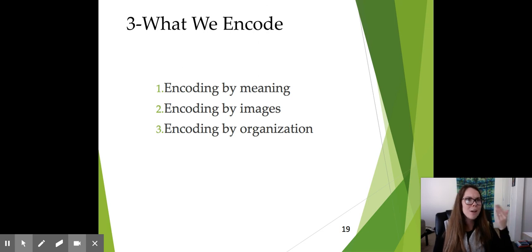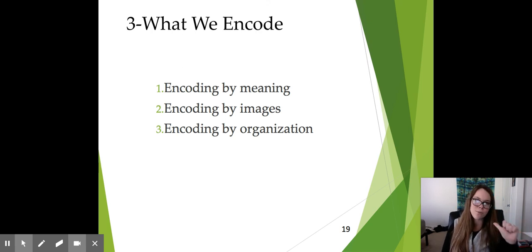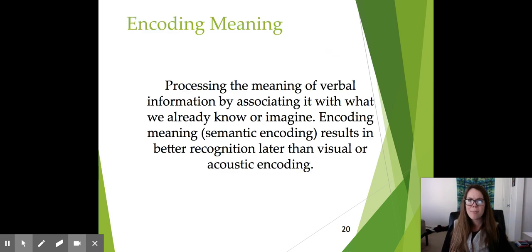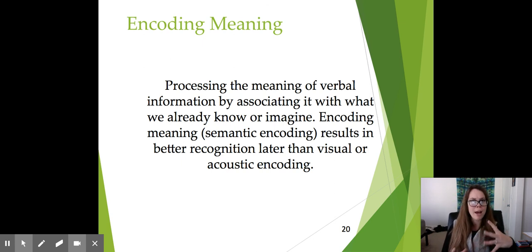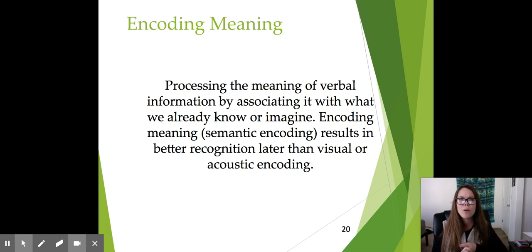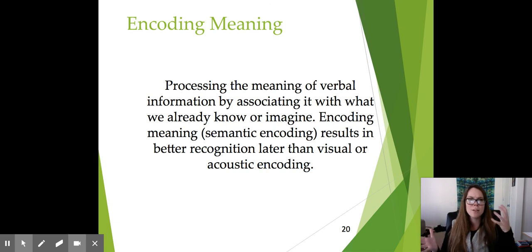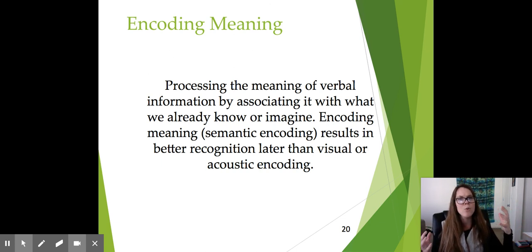So encoding by meaning. These are three ways that we have the ability to encode. And the biggest one is meaning. We always use encoding for meaning. Encoding by images and encoding by organization. And again, this is what we encode, okay? So when we talk about encoding meaning, it means processing the meaning of verbal information by associating it with what we already know or imagine. So encoding meaning results in better recognition later than a visual or acoustic encoding.